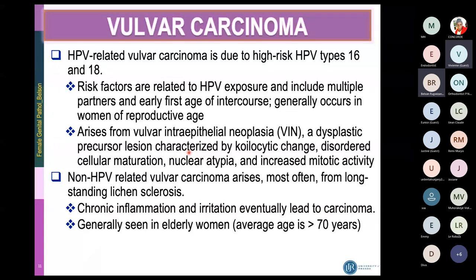While non-HPV related vulvar carcinomas usually come from a long-standing lichen sclerosus, as we saw when we described that disease. So chronic inflammation and irritation eventually lead to carcinoma when there is lichen sclerosus. Generally, this is seen in elderly women, and the average age is more than 70 years.